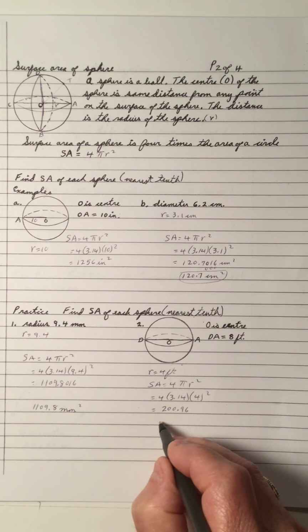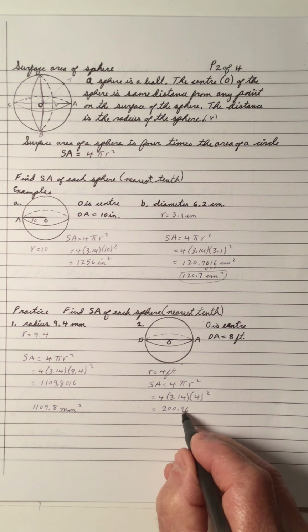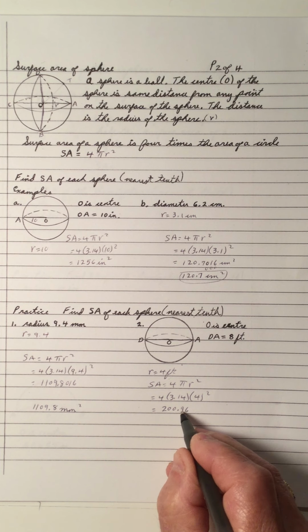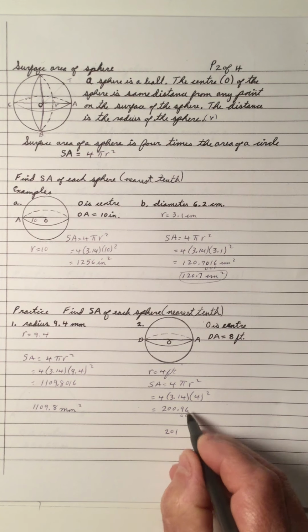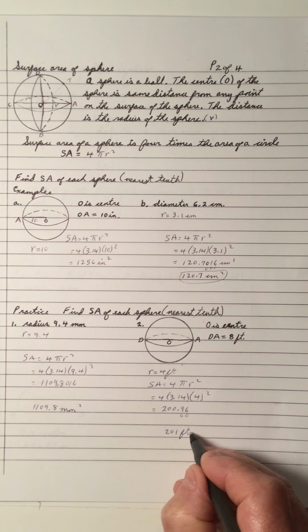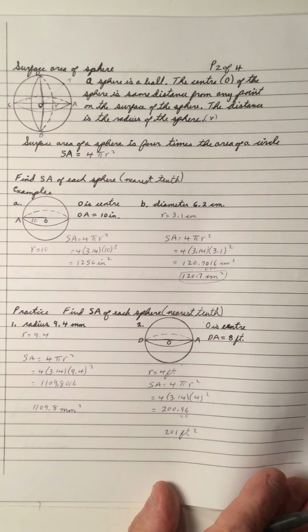200.96. To the nearest tenth, the 9 becomes a 0, because the next digit is 5 or greater, so we add 1 to the 9. That gives me a 0, so that gives me 201. And it's in feet, so it's square feet, to the nearest tenth.